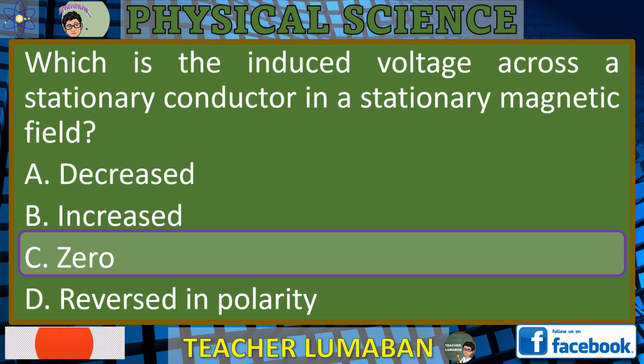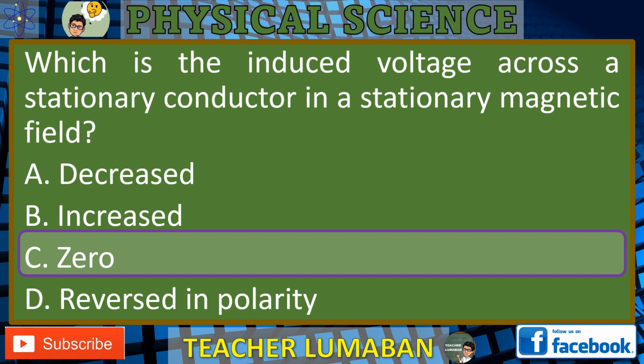Kung ang alinman sa konduktor o ang magnetic field ay gumagalaw na may kaugnayan sa isa't isa, pagkatapos ay isang sapilitan na boltahe ay bubuo. Gayunpaman, sa senaryo kung saan ang konduktor at ang magnetic field ay nakatigil, walang kamag-anak na paggalaw sa pagitan ng mga ito, na nagreresulta sa walang sapilitan na boltahe.